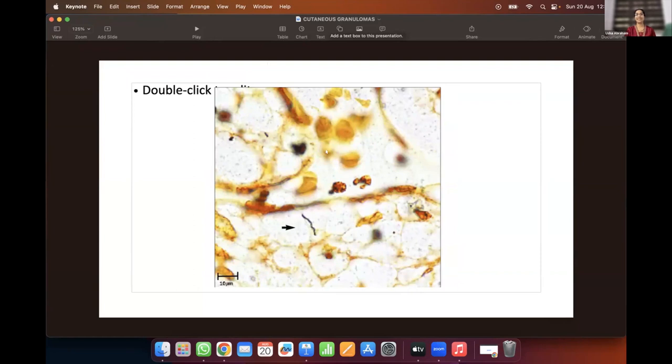So this is the silver stain, Warthin-Starry silver stain. Here we can see the spirochete, the spiral organism. So when we see this, we'll come to the diagnosis, yes, that this is syphilis.